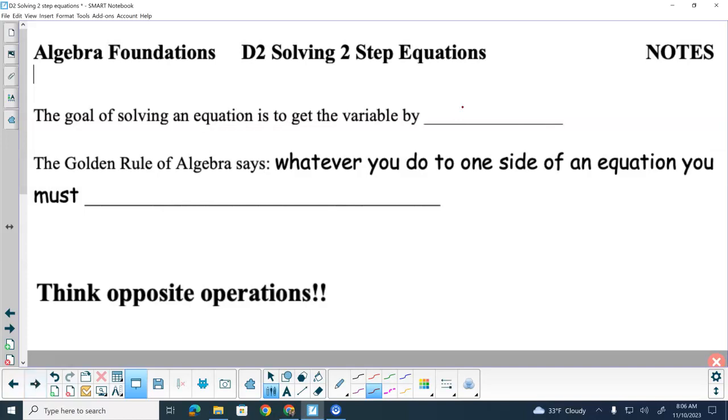So yesterday we talked about the goal of solving an equation, or solving an equation is to get the variable by itself. Just have, oops, I forgot the L in self. Just having you write these down more, because then that's going to make it transfer over into long-term memory even more.